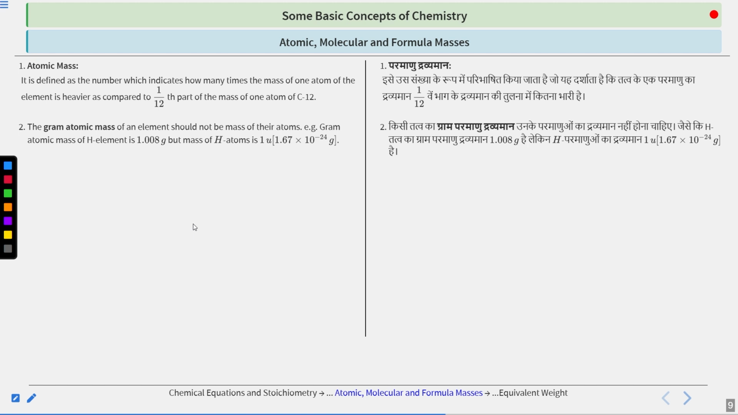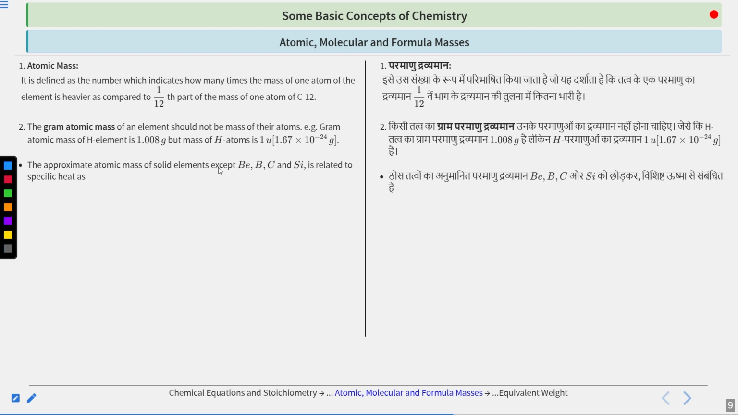What is gram atomic mass? This gram atomic mass should not be confused with the mass of the atom. For example, the gram atomic mass of hydrogen is 1 gram, but the mass of a hydrogen atom is 1 u. That is a different thing, right? So this is not the same. This is the mass of one atom, and this is the mass in grams, the gram atomic mass. It is simply your atomic mass expressed in grams, while the mass of a hydrogen atom is expressed in u. So this is the relative thing, and this is the actual thing. Clear?